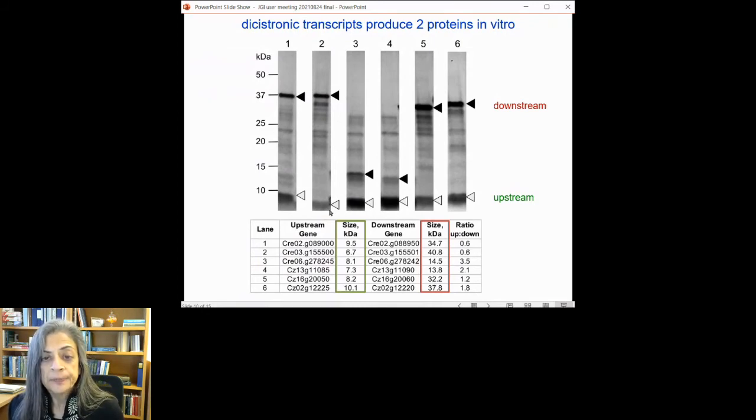And I'll ask you to focus on these arrowheads that show you the predicted size of the downstream ORF, the filled arrowheads, and then the predicted size of the upstream ORF. And you can see in each case for these 6, we were able to see the products from both the upstream and the downstream ORF, confirming that 2 proteins could be synthesized in vitro in this system.